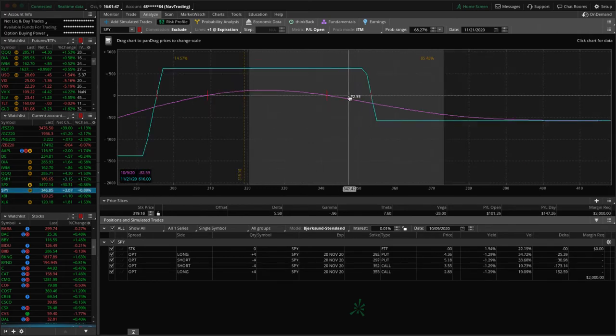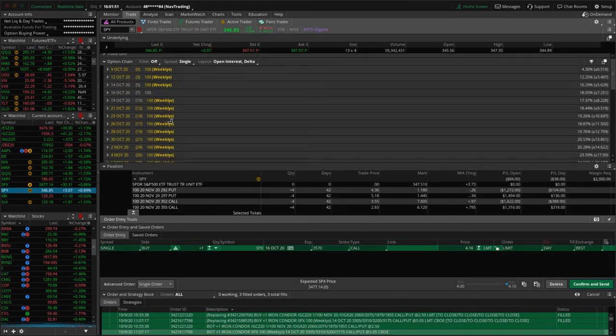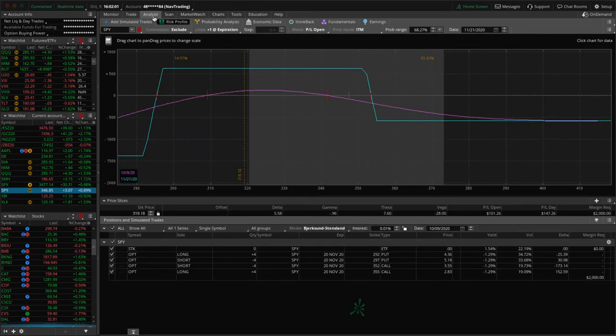We may look to add another iron condor in SPY. This one is in November with 42 days, so we would probably do that in the same cycle, or we may wait until December gets down under 60 days and add one there. Depending on what price does in SPY, we'll determine what we want to do.